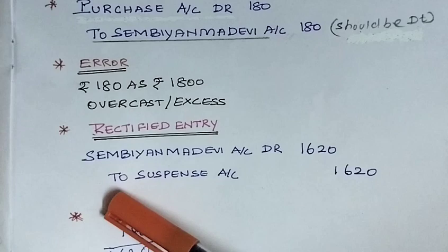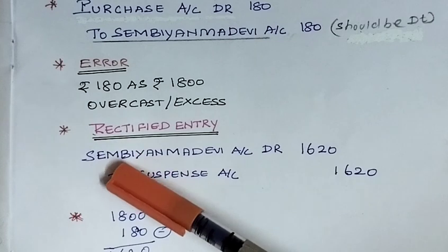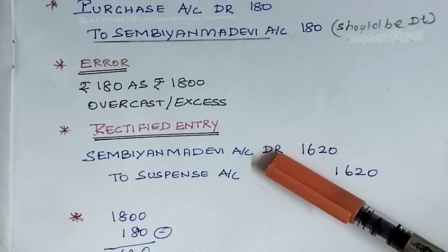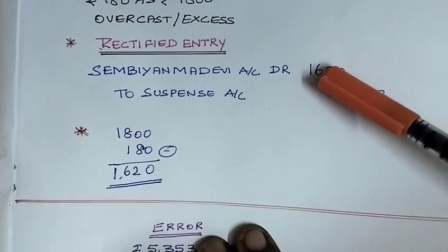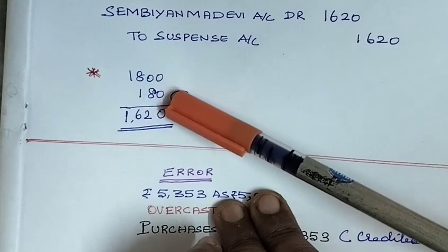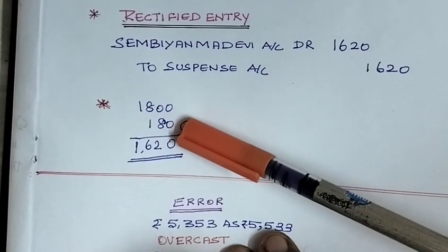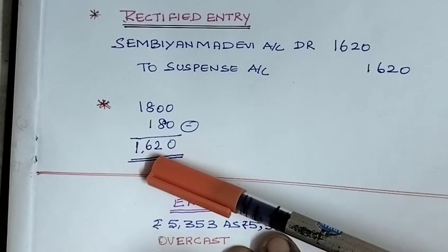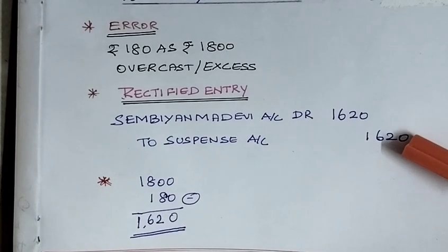Okay, so to rectify the entry, what is the rectified entry? We debited the Sembian Madevi account. Okay, Sembian Madevi account debtor, we debited it. How many rupees? 1620 rupees. Why do you enter this amount? Because you have to enter the difference value. You have to subtract 180 from 1800. You will get 1620. So only the difference amount you have to enter in the journal entry.